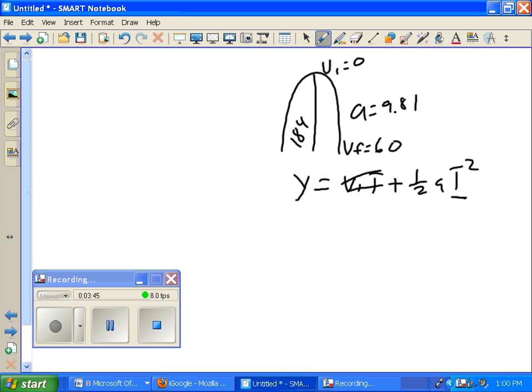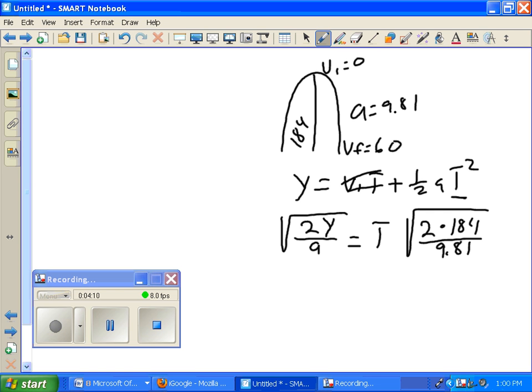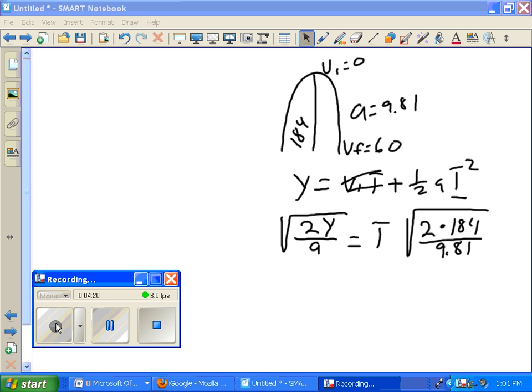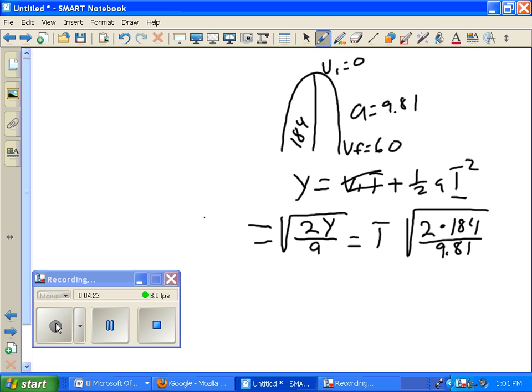I'm going to rearrange the problem to solve for t. So it's going to be 2y divided by a, take the square root, it's going to equal t. So in this case, 2 times 184 divided by 9.81, take the square root of that guy, and that's going to give me t for half the distance. It's going to equal 6.1 seconds. That would be the time for one side, 6.1 seconds.